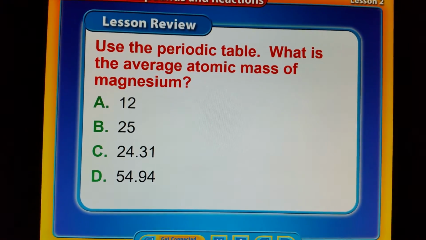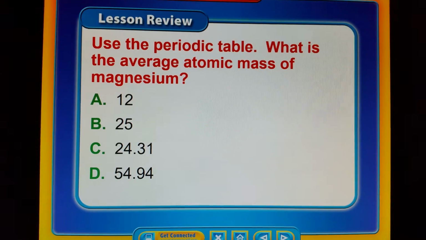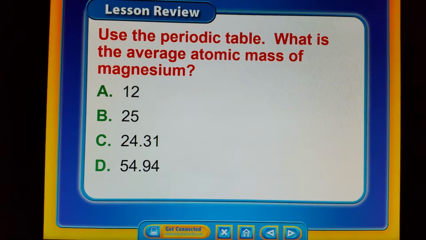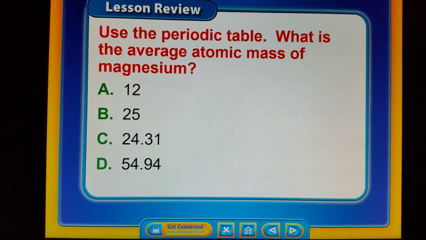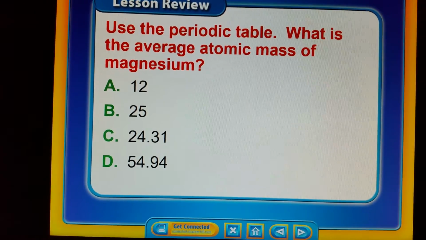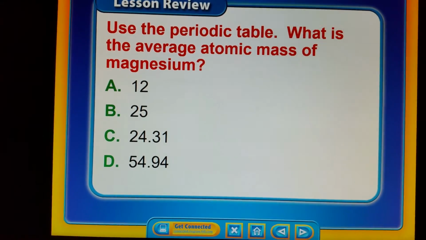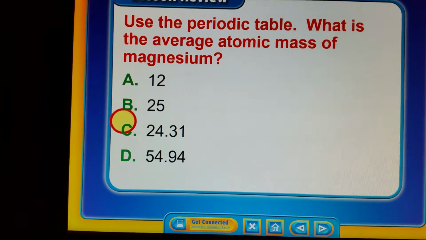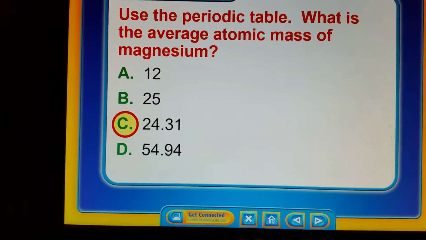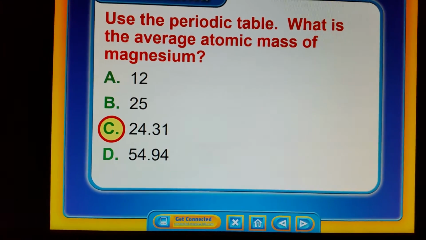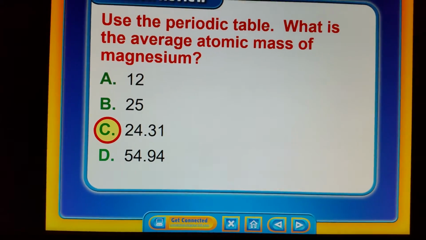All right. Using the periodic table, what is the average atomic mass of magnesium? Magnesium. Now, think about it. All right, and if you said C, very good. 24.31. Remember your periodic table I gave you? You can get your answers from there.